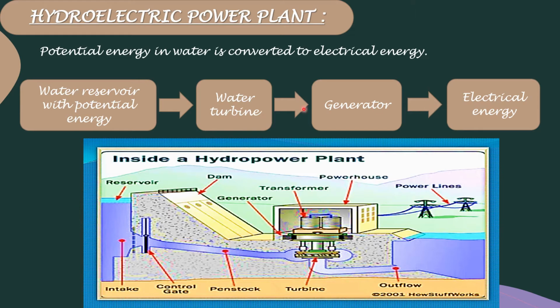That means the water in the reservoir possesses potential energy, and that water stored at the high level in a dam is carried to the water turbine at the bottom of the dam. And in this way, the potential energy in the water is converted to the kinetic energy, and the kinetic energy of the fast flowing water drives the turbine, which in turn rotates the generator, and the generator produces electrical energy.